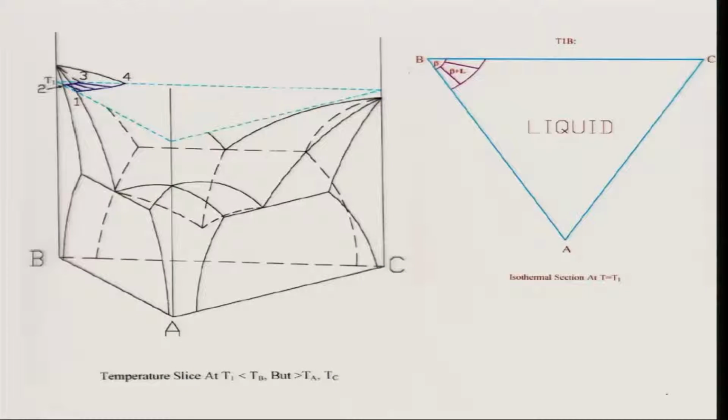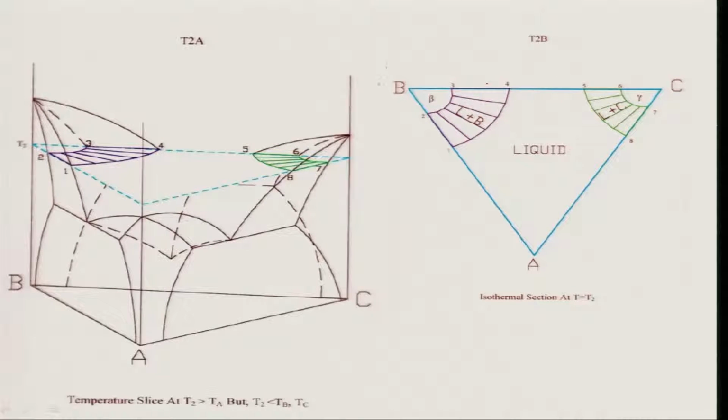So I just take a triangle at a fixed temperature and cut this three-dimensional space model. Here, this is done at temperature T1. T1 is a little bit lower than the melting temperature of B, but higher than Tb and higher than Tc. What you see here is a beta zone and a beta plus liquid zone. This is liquid L. One can draw tie lines in the two-phase zone of beta plus liquid. That is straightforward and not difficult to understand.